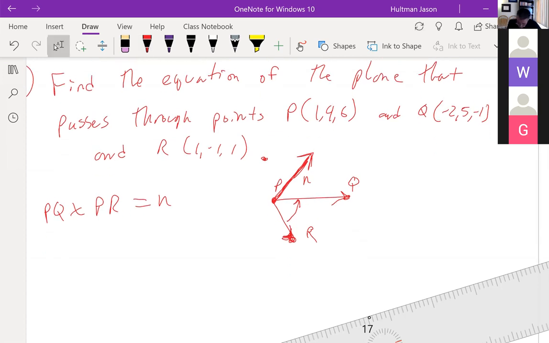Okay. So what is PQ? Well, that's just going to be the difference here. So let's look at vector PQ. That's going to be -2 minus 1. That's going to be 5 minus 4. And that's going to be -1 minus 1.